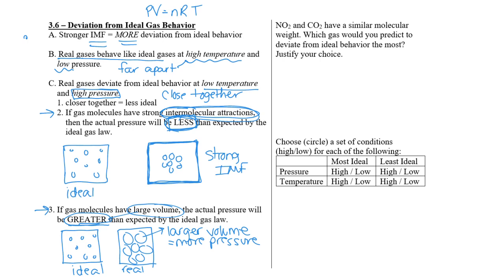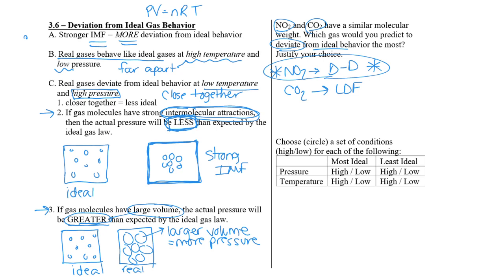Okay, so let's go over here to the right real quick. We'll just finish it up so that you have it all filled in. NO2 and CO2 have similar molecular weight. Which gas would you predict to deviate from ideal behavior the most? Okay, NO2 has dipole-dipole forces holding them together. Carbon dioxide has London dispersion forces. So deviating the most from ideal behavior are going to be the ones that have stronger intermolecular forces. So NO2 is going to deviate more from ideal behavior.